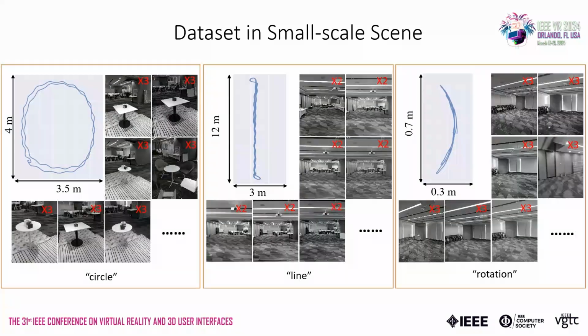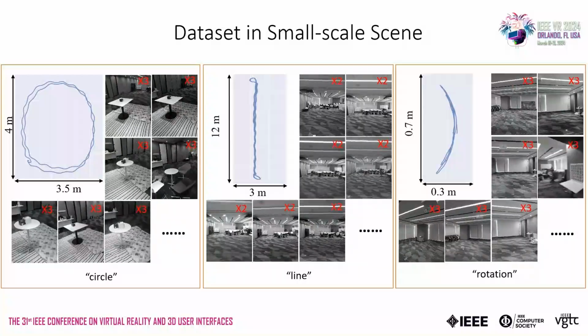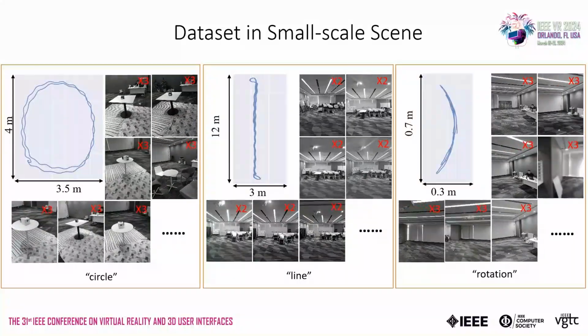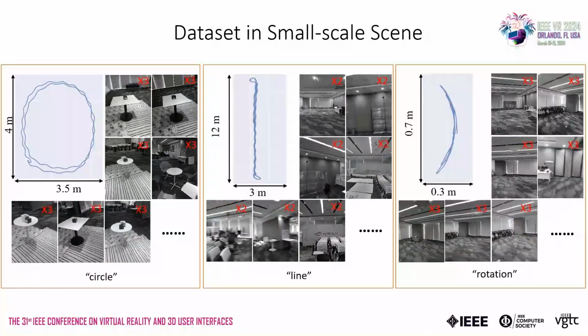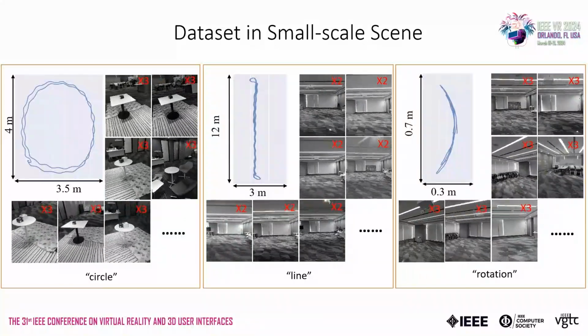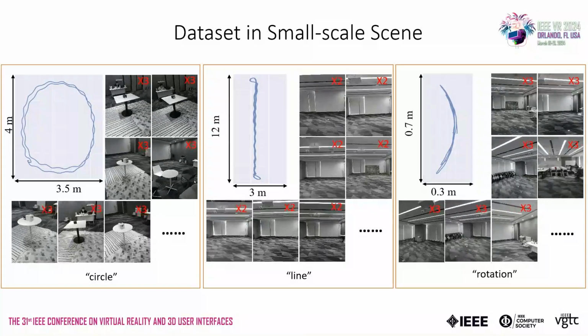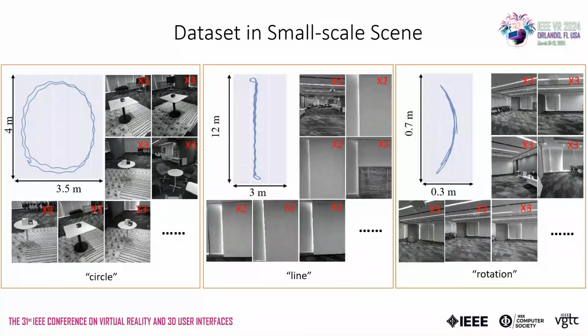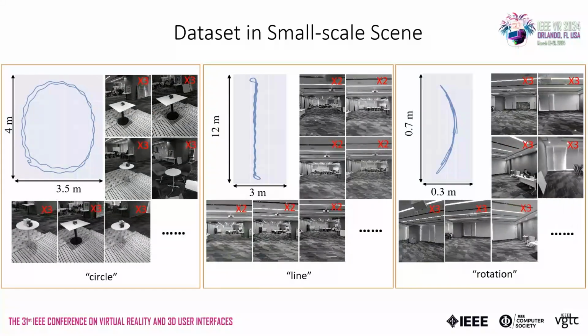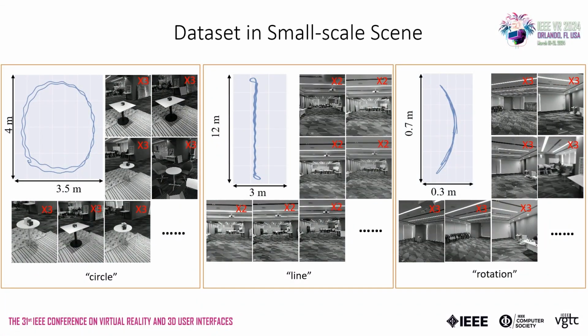We designed 3 simple yet typical motions to collect 3 sub-datasets in a small-scale scene. Each sub-dataset contains 100 sequences collected by the 100 phones. As shown in the video, Circle: the operator is walking around a 2 meter radius circle twice. Line: the operator is walking forth and back along a 10 meter line. Rotation: the operator is rotating in place for 1 minute. Those are typical motion patterns during AR gaming and AR navigation.